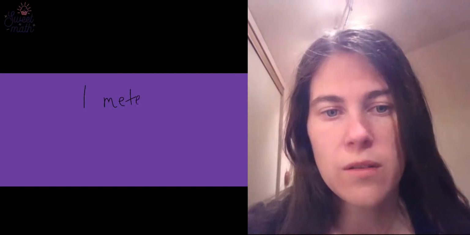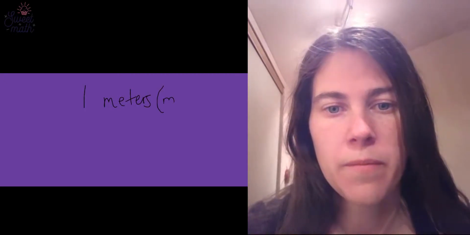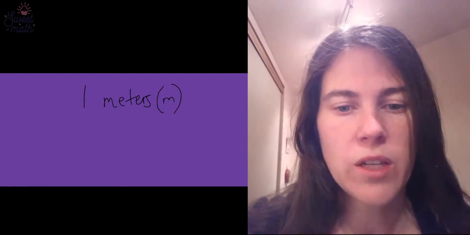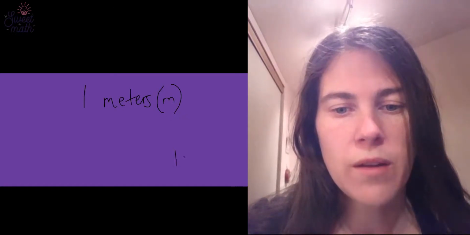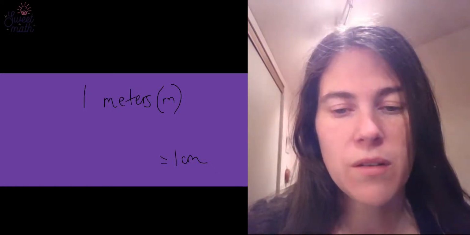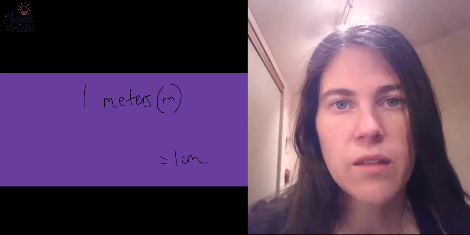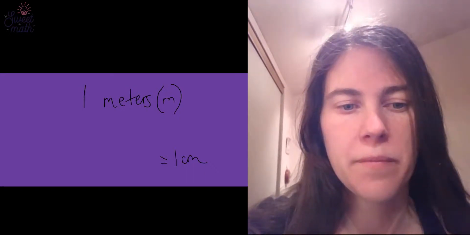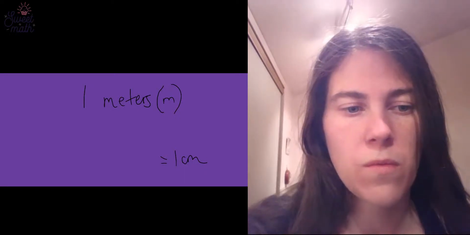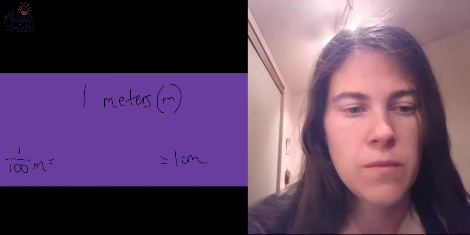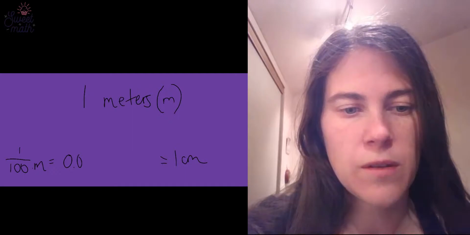So, meters, abbreviated M. If I asked you, what is the relationship of 1 centimeter to meters? How many meters is 1 centimeter? You're probably thinking something like this: 100 centimeters is 1 meter. How many meters is 1 centimeter? It's 1/100th of a meter, which is the same thing as 0.01 meters.